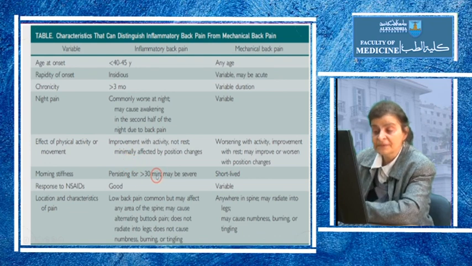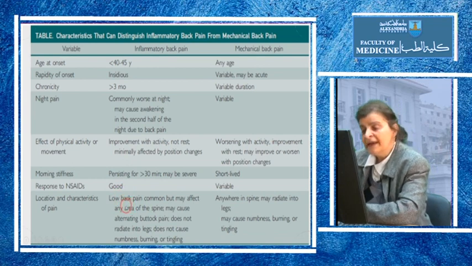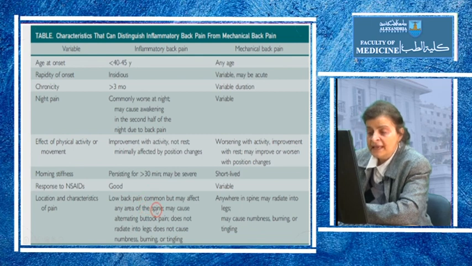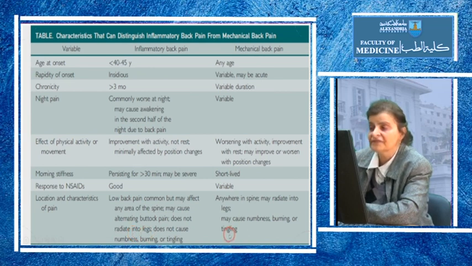Morning stiffness is persistent, often more than 30 minutes. There is very good response to non-steroidals, and the low back pain may affect any part of the spine. It may cause alternating buttock pain, but does not radiate into the legs. No neurological manifestations.